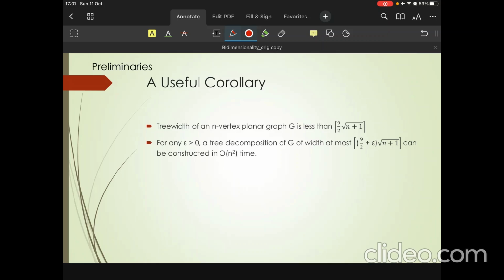A simple corollary from the previous algorithm is that the tree width of an n vertex planar graph is less than 9 by 2 times square root of n plus 1.